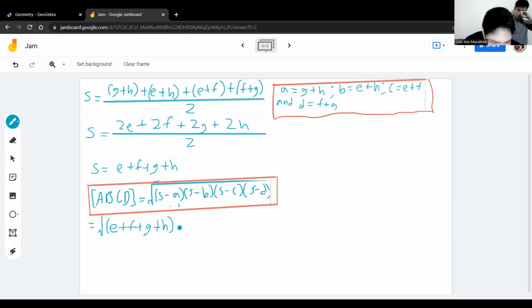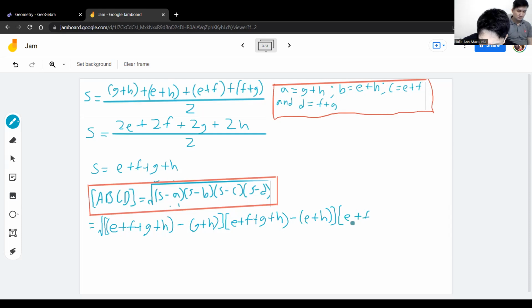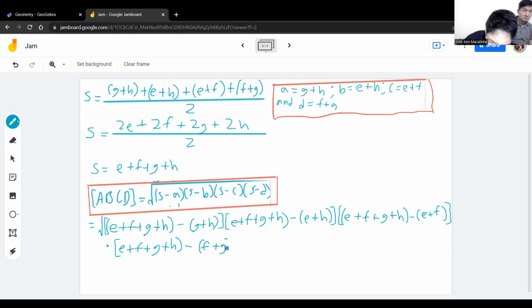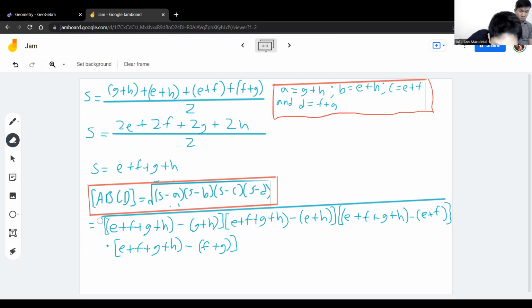Here, so it will be easy to check. E plus F plus G plus H minus G plus H, multiplied by E plus F plus G plus H minus E plus H, times E plus F plus G plus H minus F, multiplied by E plus F plus G plus H minus F plus G. Now, I'll just make this much bigger. There, now it's clear.